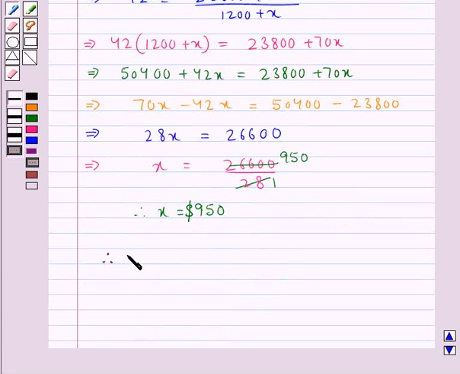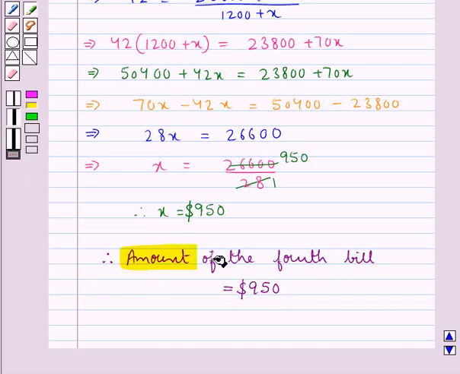Therefore the amount of the fourth bill that we had assumed to be X dollars is $950. This is our final answer.